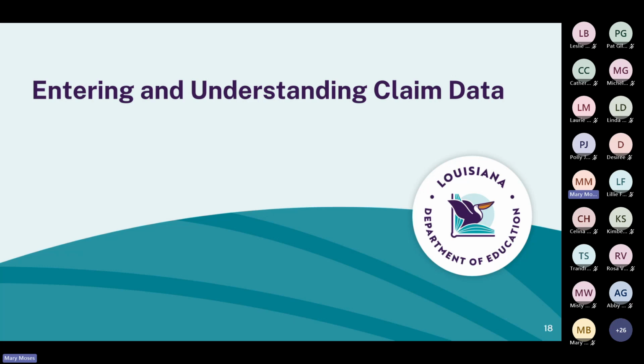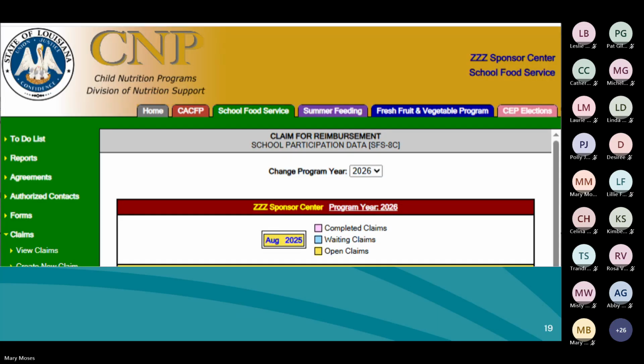Entering and understanding claim data. Click the green School Food Service tab located at the top right side of the page. Click Claims and then View Claims. The program year defaults to the current program year, and click on the month of the claim.